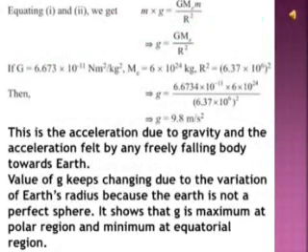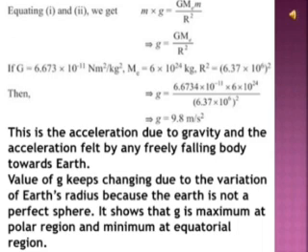Equating both expressions 1 and 2, we get m g is equal to G M m divided by R square. Then g is equal to G M e divided by R square. By substituting the values of G, Me and R, we get g is equal to 9.8 meter per second square. This is the approximate value. It is the acceleration due to gravity and the acceleration felt by any freely falling body towards the earth.